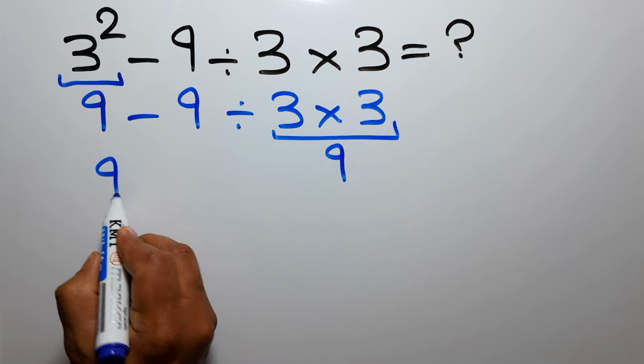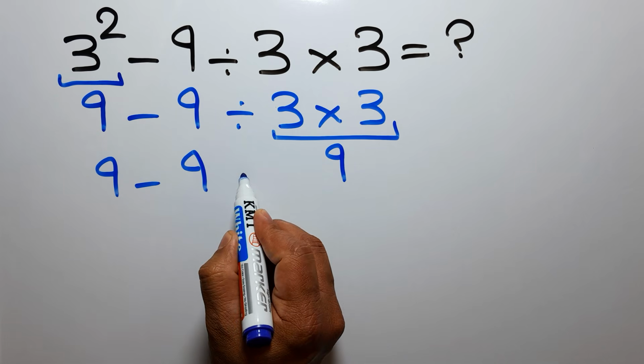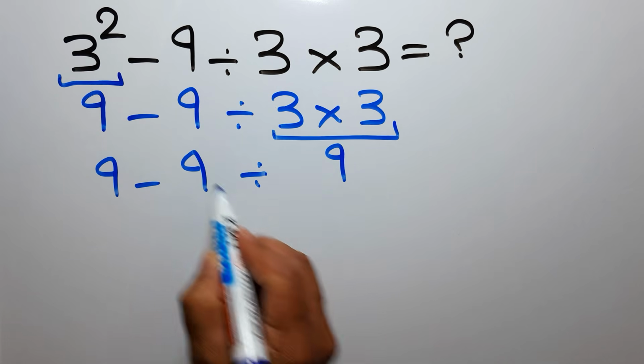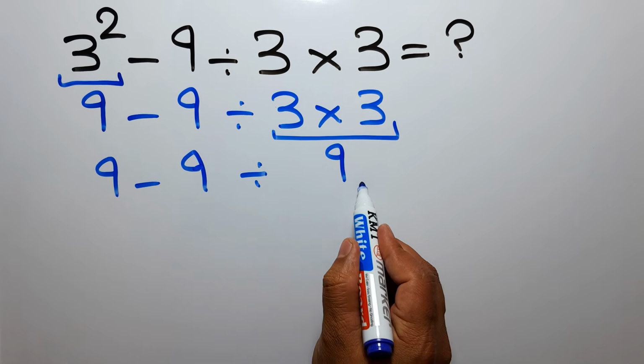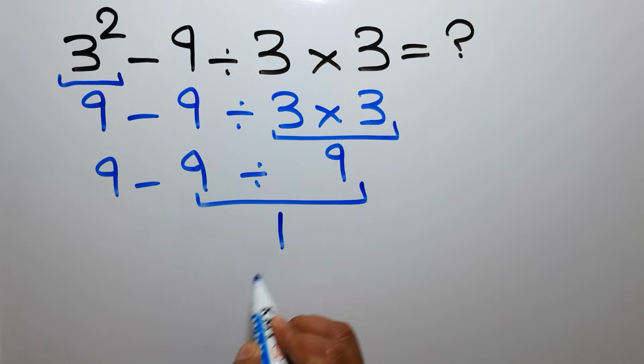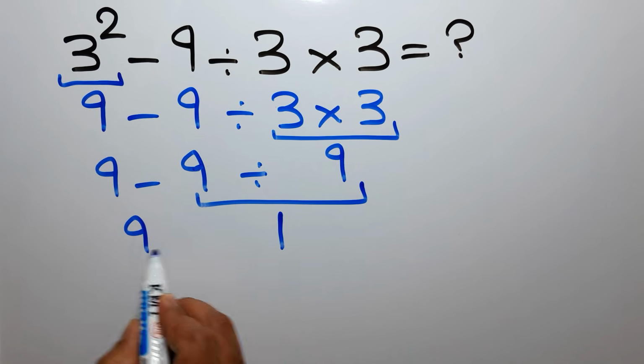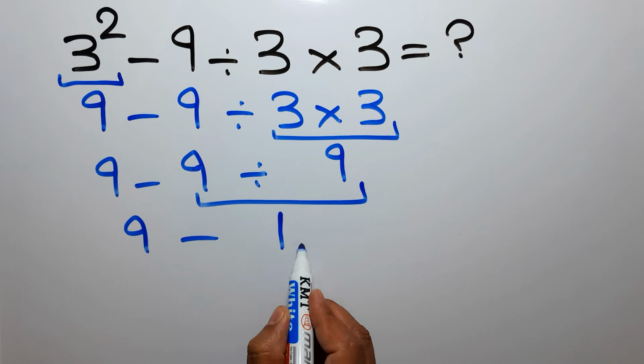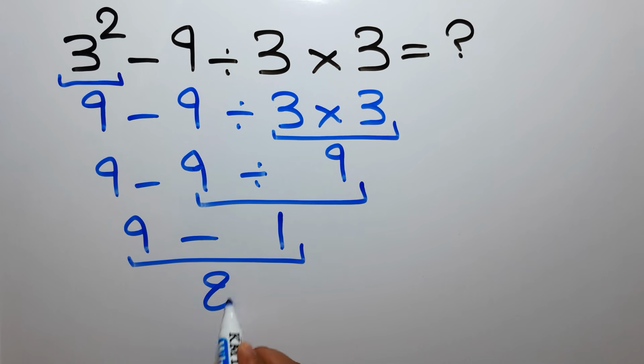So we have 9 minus 9 then divided by 9. 9 divided by 9 gives us 1. So we have 9 minus 1, which equals 8. But this answer is not correct.